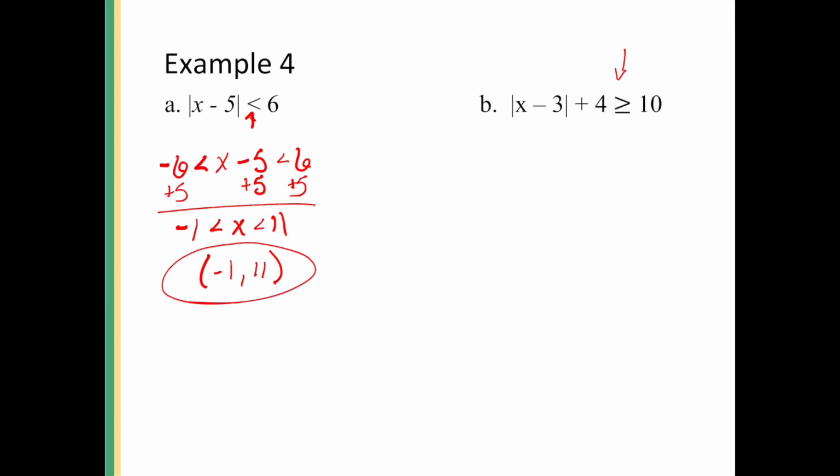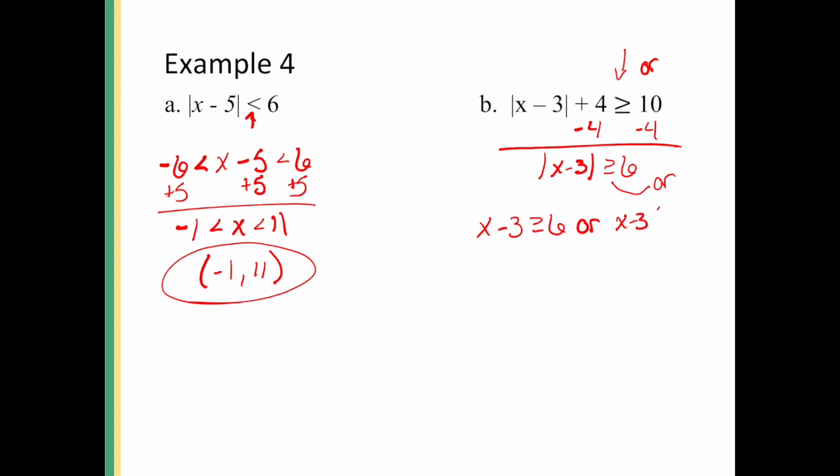Part B, this one has a greater than or equal, so this is an "or" one. Whenever it's "or", we're going to have to set up two inequalities. But before we do that, we need to get this absolute value all by itself right here. So our first thing I need to do is subtract the 4. So you get the absolute value of x minus 3 is greater than or equal to 6. And now we set up our two inequalities. Again, this is greater than, so this means "or", so we're going to set up x minus 3 is greater than or equal to 6, or x minus 3 is less than or equal to negative 6.